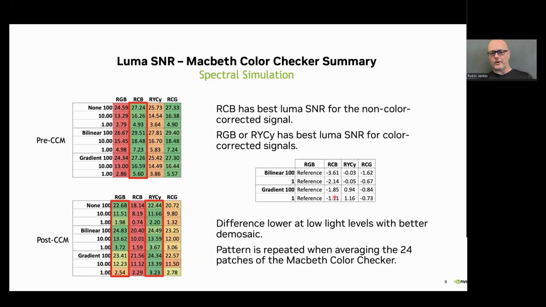compared to RGB post-CCM. RYCY not quite so much. Anywhere, I've probably in the noise, anywhere between nothing and a 1 dB gain. And then RCG, it's losing around about a decibel there. And this sort of pattern is repeated across the whole of the color checker chart.